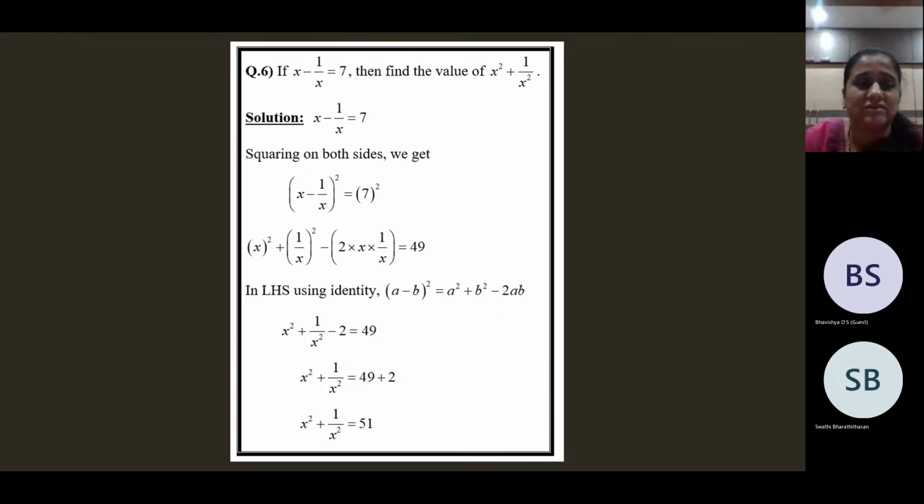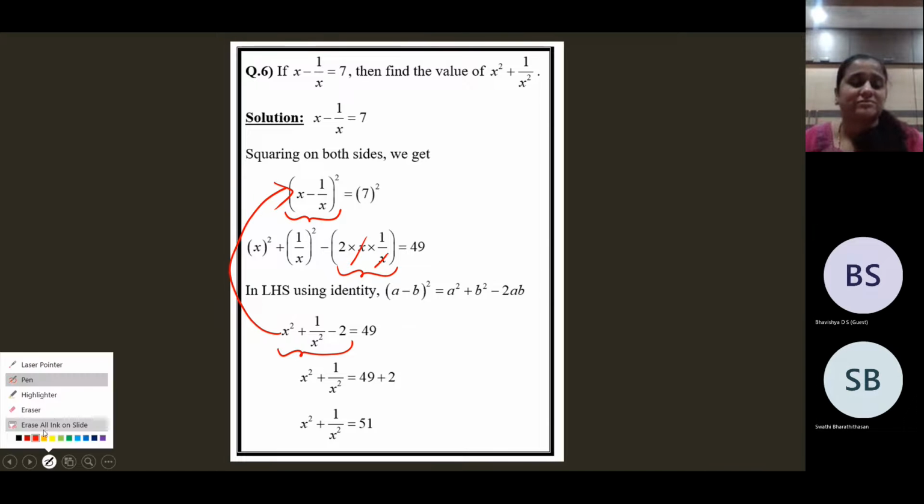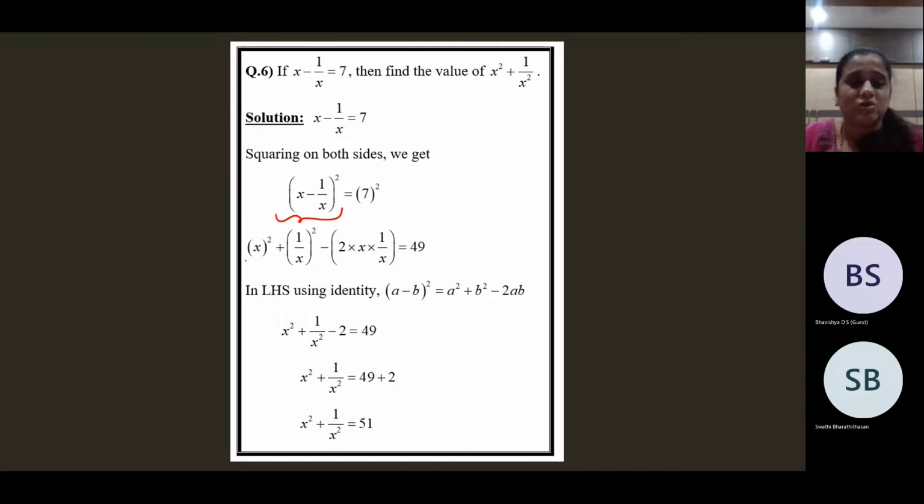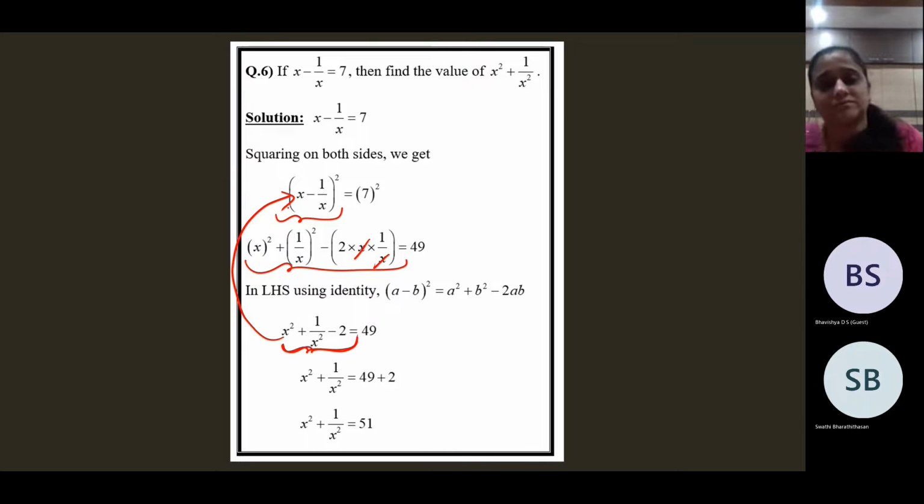When you square this on both the sides, don't you get 2x into 1 by x, and then you cancel these two? Haven't you seen this? x squared plus 1 by x squared minus 2. So what is this one? This is nothing but x minus 1 by x the whole square. When you square this, you get this, and on simplifying, you get this. The 2x into 1 by x was there, but we cancelled it, so we got only 2. So this is nothing but x minus 1 by x the whole square. Agree?